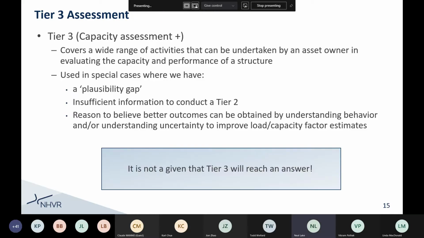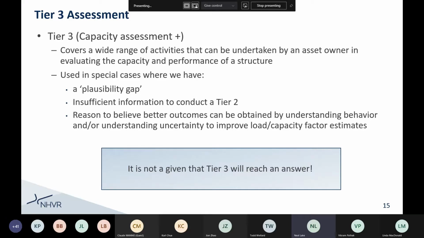All right, so let's move on to the next tier of assessment. That's a tier 3 assessment. I've described that here as capacity assessment plus. Basically, tier 3 assessment is the catch-all for everything else, pretty much, and it covers a very wide range of activities that can be undertaken.